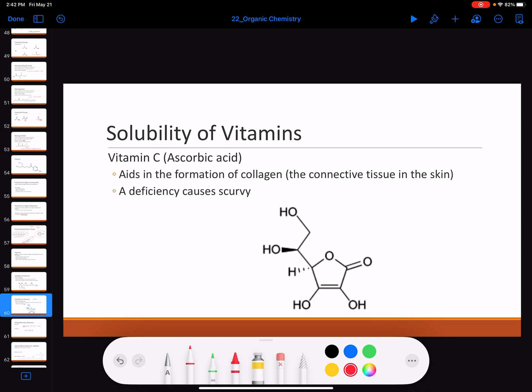What about vitamin C? Oh yeah, look at this. I've got so many oxygens in there. So that's going to make this very soluble in water. Which is why it's pretty much impossible to overdose on vitamin C. If you take a mega dose of vitamin C, your body takes what it needs and then it excretes the rest in your urine. And you have expensive urine and that's it, right?